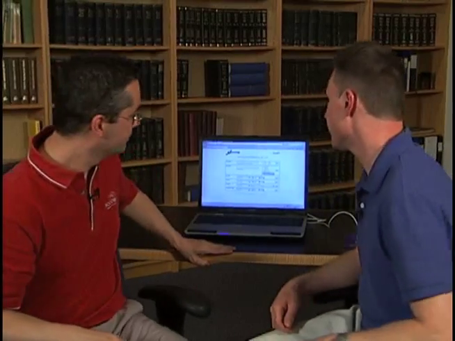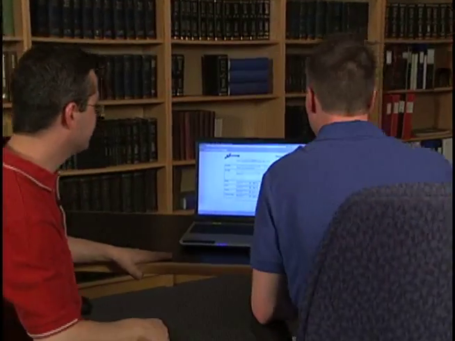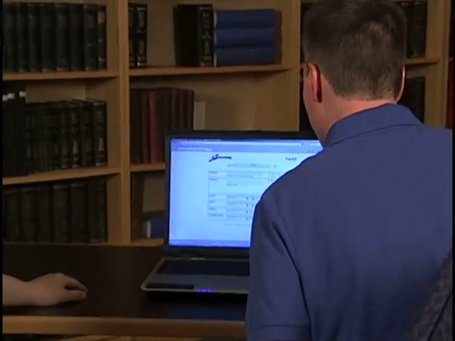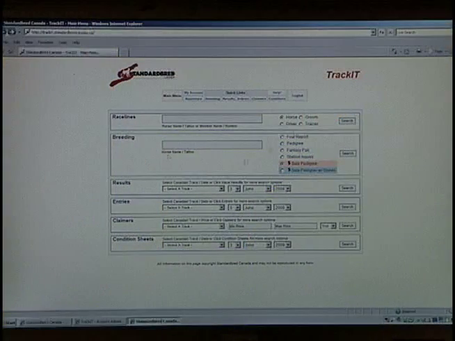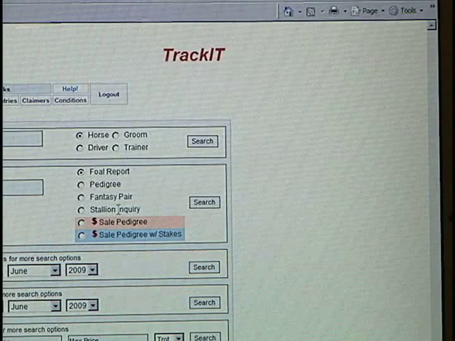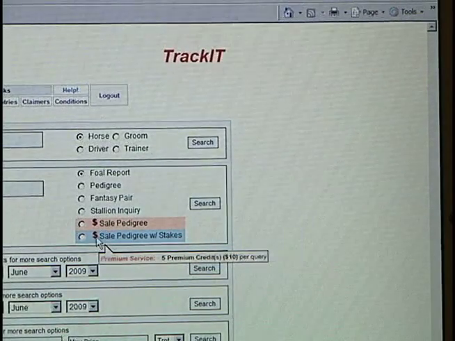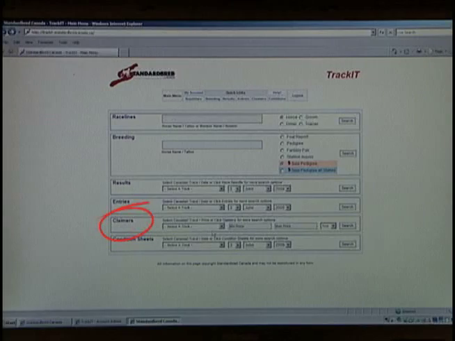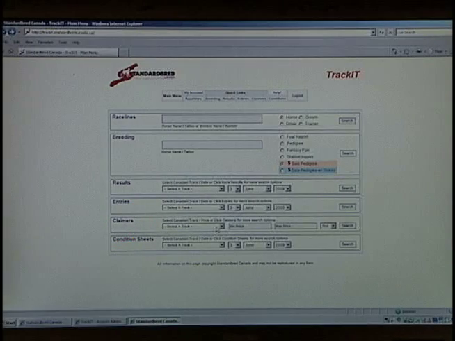Some of the more advanced features, Greg, that people might not use as much as the race lines would be in the breeding section, where there is full report information for stallions and broodmares, pedigrees, fantasy pairings, stallion inquiries, sale pedigrees, as well as sale pedigrees with stakes information, and a Standardbred Canada claimer search. Okay, claimer search, that's interesting.